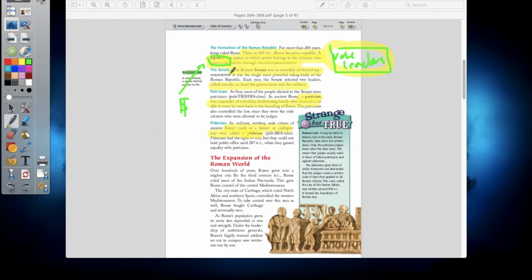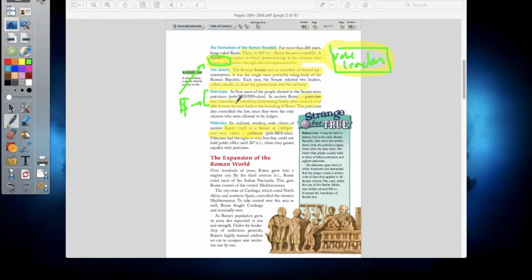To become a senator within Rome, to run for the republic, to become a member of the republic, you had to be a patrician, which means you had to have wealth. Those were the only people that could be elected to office. So if you weren't wealthy, let's say you were a plebeian, you could never run for office.